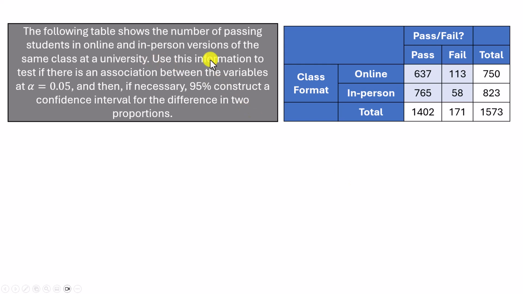And they're telling us here to use this information to test if there's an association between the variables at a 5% level of significance, and then, if necessary, being if we reject the null hypothesis, construct a 95% confidence interval for the difference in two proportions.